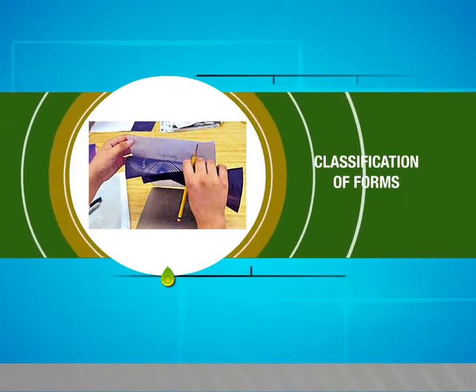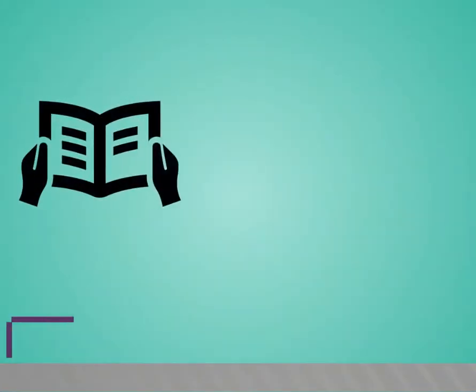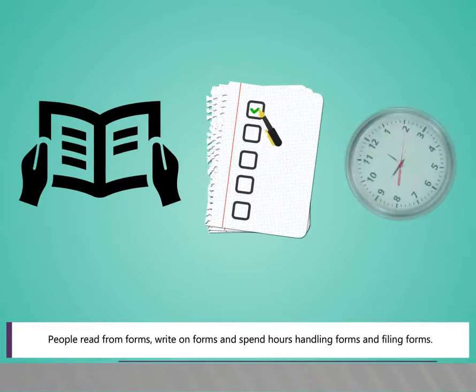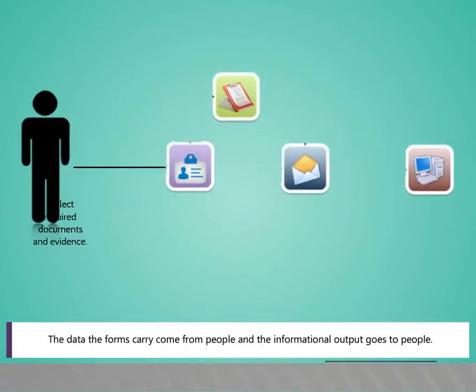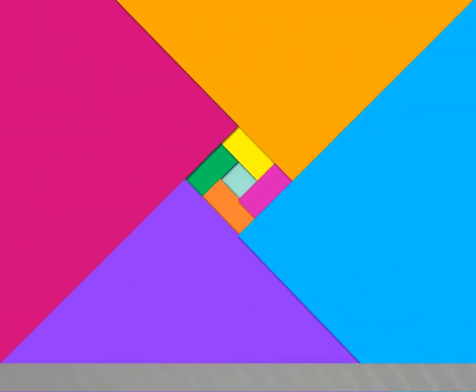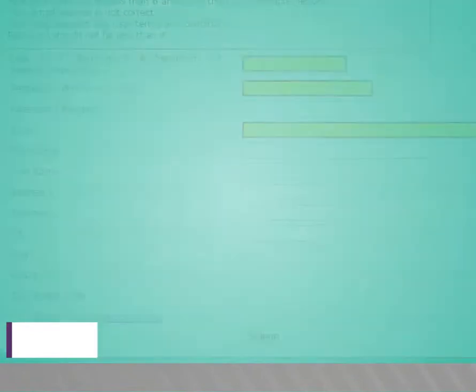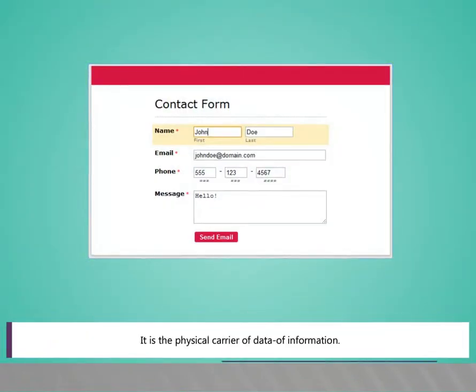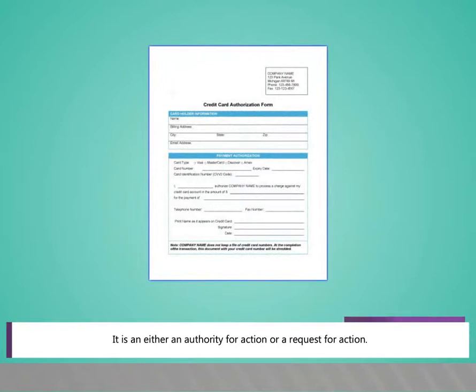Classification of forms. In this video, we are going to see about classification of forms. People read from forms, write on forms, and spend hours handling forms and filling forms. The data the forms carry come from people and the informational output goes to people. A form is a tool with a message. It is a physical carrier of data or information. It is either an authority for action or a request for action.